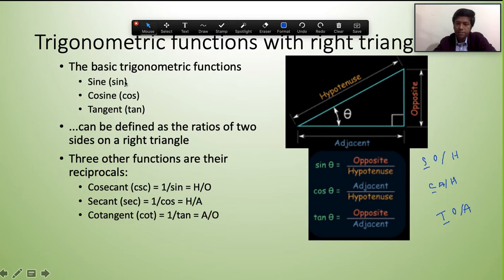So for sine it comes cosec, for cos it comes sec, for tan it comes cot, when you just alter the numerator and denominator of this right side. That means this is opposite by hypotenuse, so if you write hypotenuse by opposite, it becomes cosec. This is adjacent by hypotenuse, so if you write hypotenuse by adjacent, it becomes sec. This is opposite by adjacent. If you write adjacent by opposite, then it becomes cot.